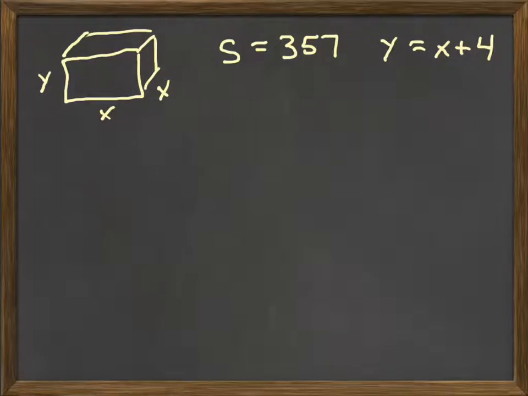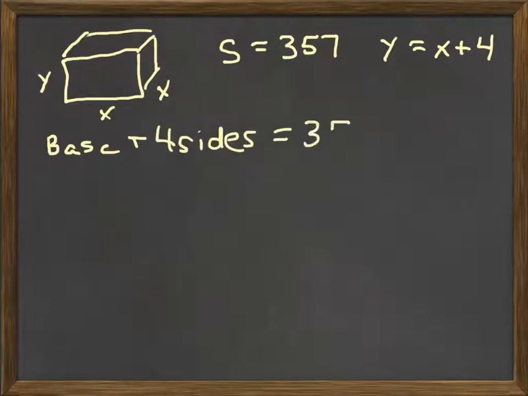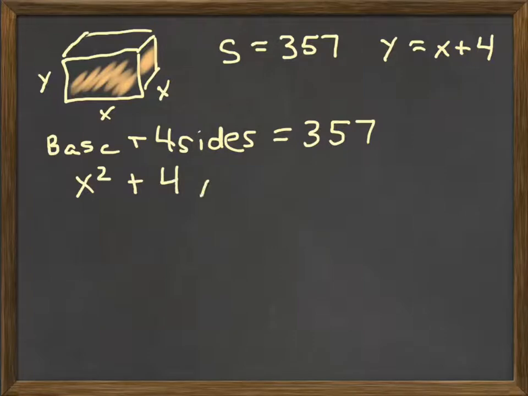The surface area of this is the area of the base plus the area of the four sides. The base is a square, so it's just x times itself. Each of the four sides, for instance, say the front or the right side, is going to be the length times the width, and the length is one of the x sides, the width is that height.